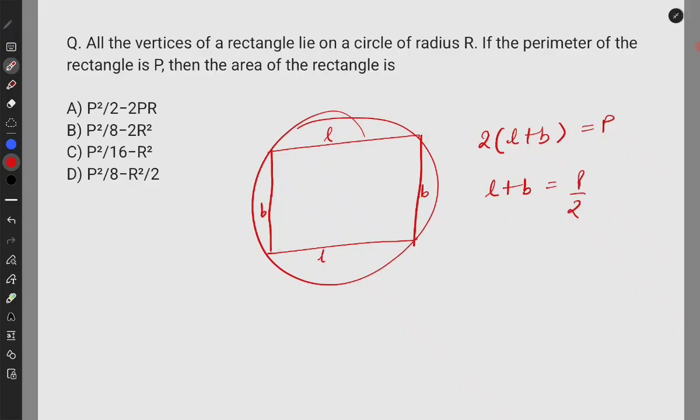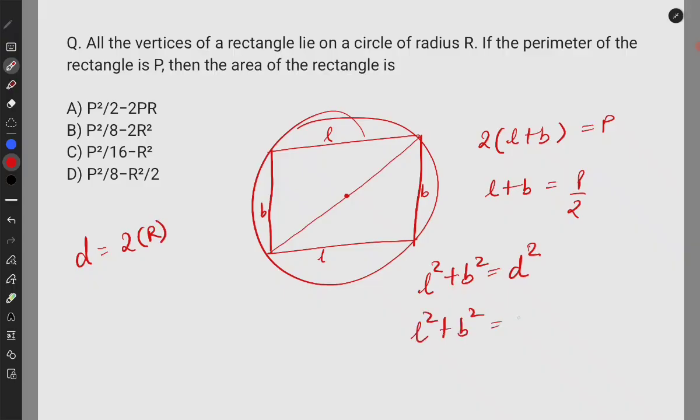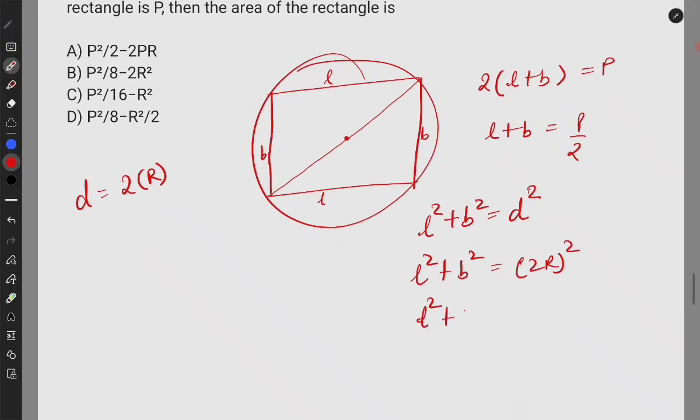Then the area of the rectangle. Let's see, we need to find out the radius also. We'll draw a diagonal which will pass through the center. So L square plus B square will be equal to D square. D is a diagonal, or you can say also the diameter. Now diameter is 2 times the radius. Let's call it radius R. So L square plus B square will be equal to (2R) square. L square plus B square will be equal to 4R square.